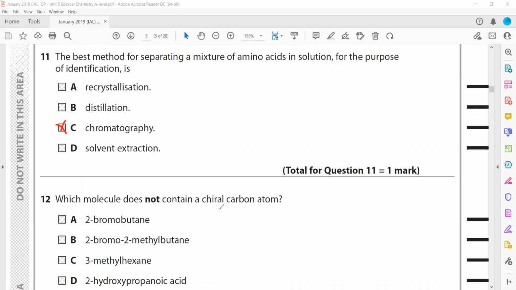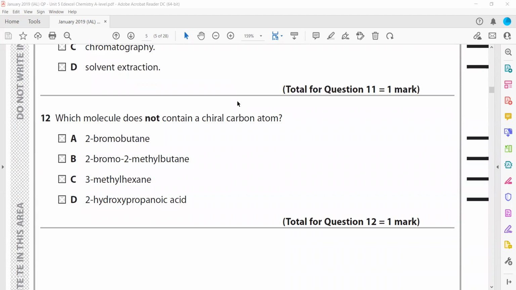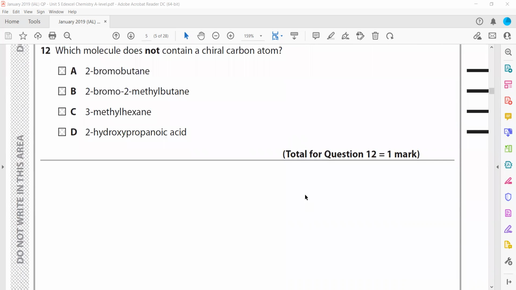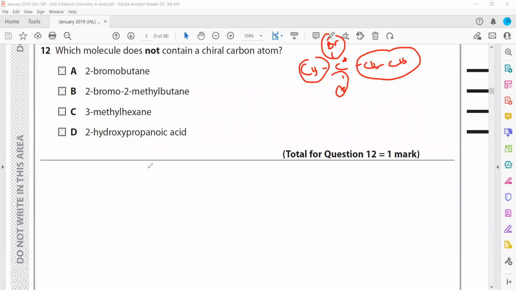Then which molecule does not contain a chiral carbon? To identify whether it contains a chiral carbon or not, you have to draw the structure of each, and if all four bonds are different, it will have a chiral carbon. If bonds are identical, then it does not have a chiral carbon. So when we draw 2-bromobutane, 1, 2, 3, 4, and 2-bromo means the second position has bromine. This will be CH3, this will be CH2, so this is a chiral carbon itself, because four different groups are attached. 2-bromo, 2-methylbutane.